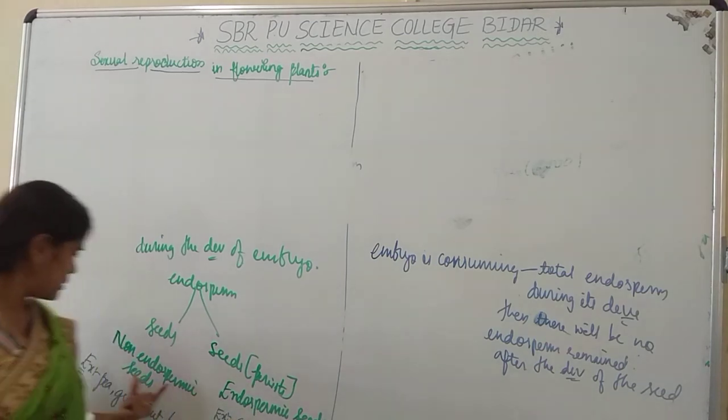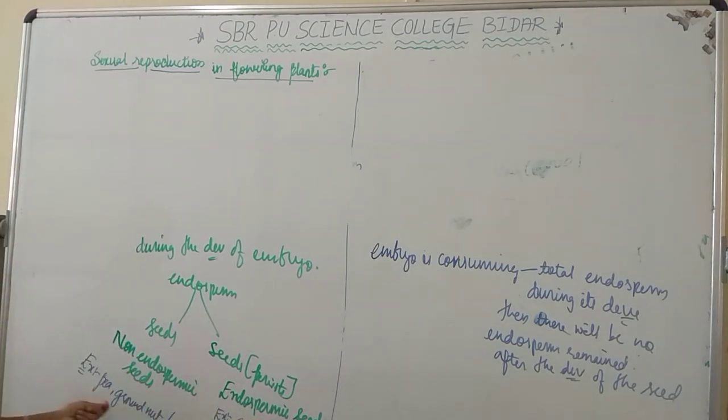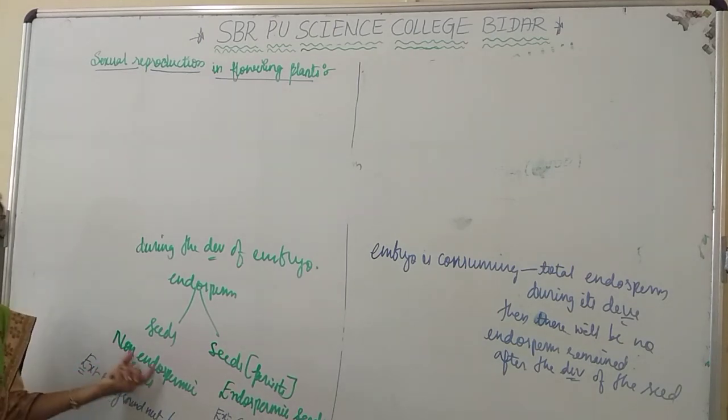Okay, example: pea, groundnut, beans. When the embryo is developing in pea, groundnut and beans, it consumes the total endosperm during its development. So in the seed, do you find any endosperm? No. The total endosperm will be consumed, will not remain. So such types of seeds are called non-endospermic seeds.